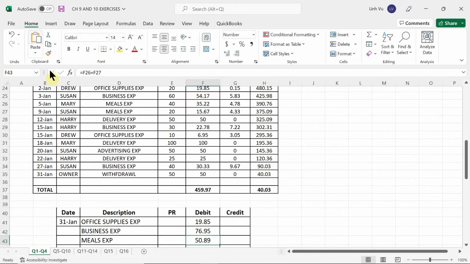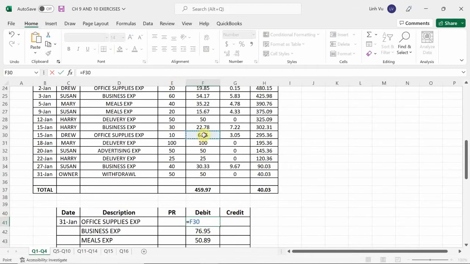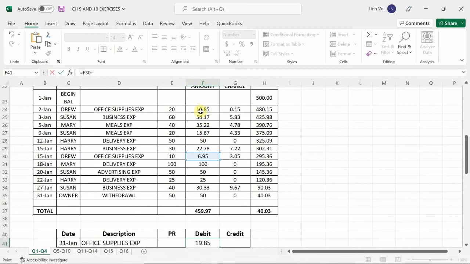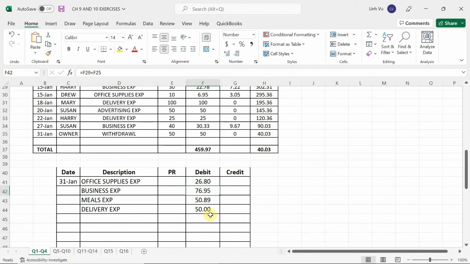What's next? Office supply expense. So you had another office supplies. Oh wait, you skipped. Okay, another office supplies expense for $6.99. You already have office supplies. What else did you do? Delivery expense for 100. You got another delivery for 100.